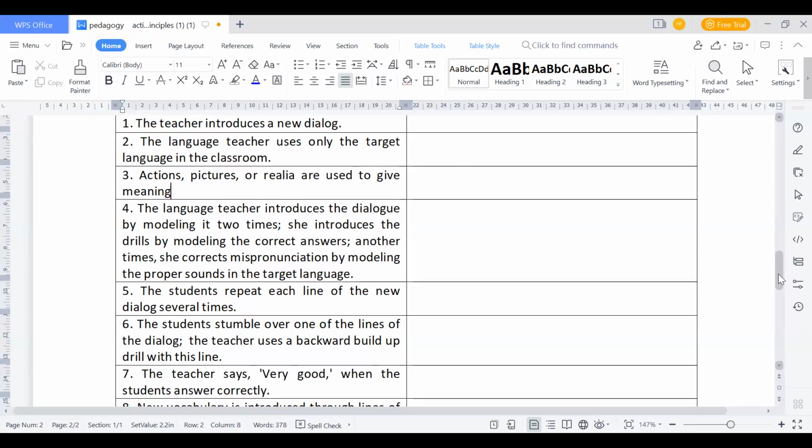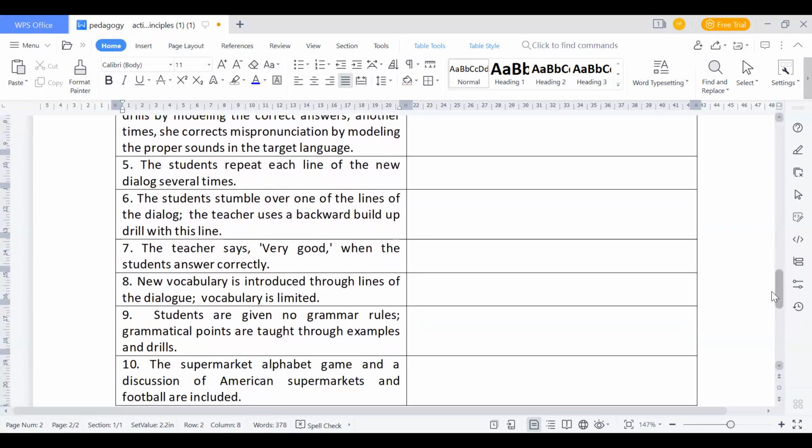The students repeat each line of the new dialogue several times. Repetition or drilling is one of the main techniques. The students stumble over one of the lines of the dialogue. The teacher uses a backward build-up drill with this line. Different types of drilling techniques are used, and backward drilling is one of the drilling techniques used in the audiolingual method class. The teacher says very good when the students answer correctly.